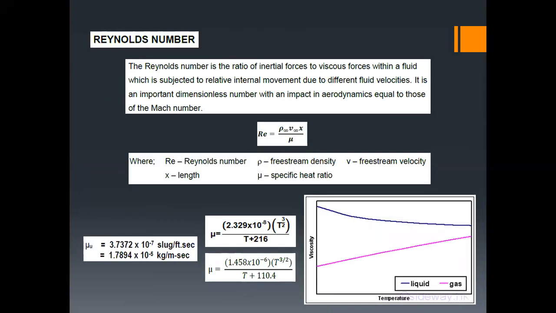Okay, next is our Reynolds number. So Reynolds number is the ratio of inertial forces to viscous forces within a fluid which is subjected to relative internal movement due to different fluid velocities. So it's important to mention this number, its impact on aerodynamics is equal to that of the Mach number. So, saan natin ginagamit ang Reynolds number natin? So, try to remember the subsonic or your aerodynamics, no? Ginagamit natin siya sa laminar or turbulent flow. So, ma-identify natin kung which, kasi nga, yung viscous flow natin, yung Reynolds number natin, nag-identify kung malaki yung drag natin. So, here's a picture ng nangyari sa fluid natin.